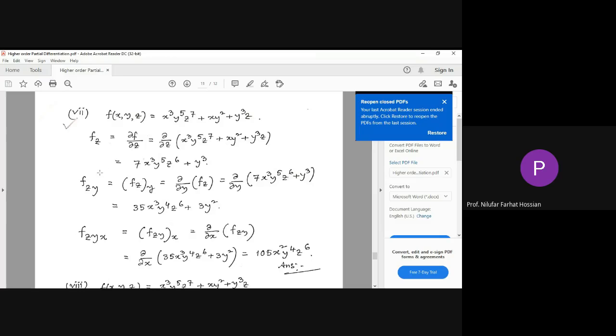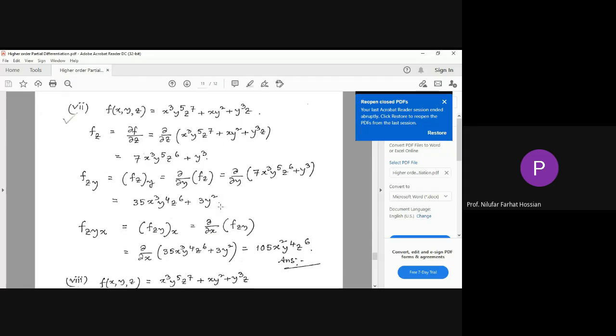Now we find fzy. That means differentiate this fz with respect to y. So it means del y of fz. Del y of fz means del y of this thing. So both the terms contain y. So here 7x cubed z to the power 6 will be constant, and for this y to the power 5, it will give you 5y to the power 4. So ultimately, 5 into 7 is 35, 35 x cubed y to the power 4 z to the power 6. And for y cube, it will be 3y squared.